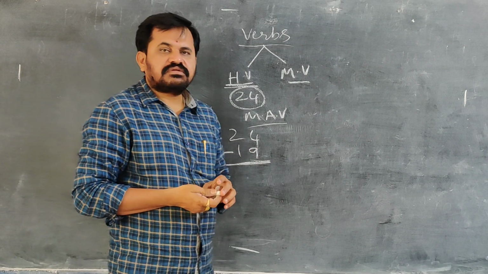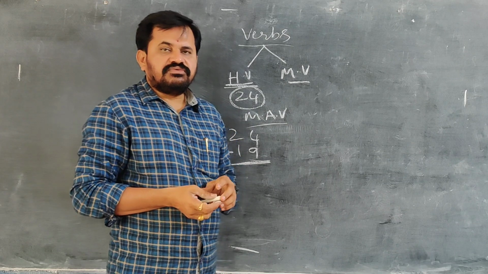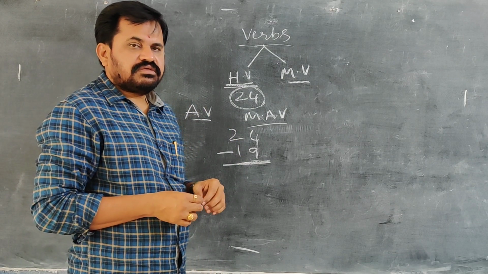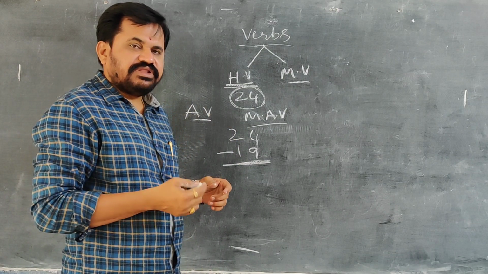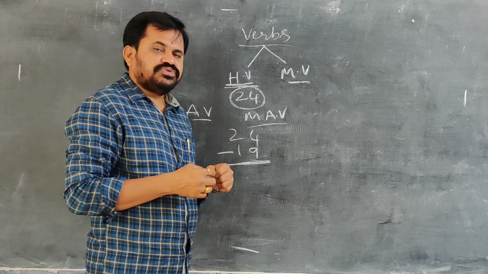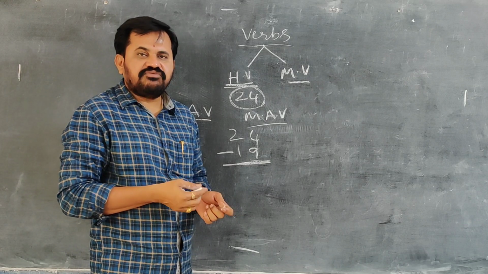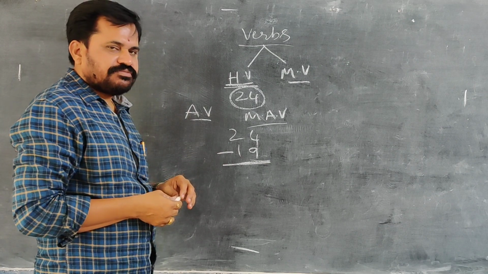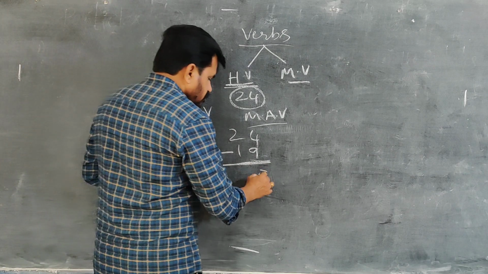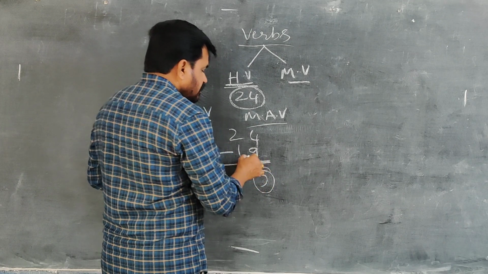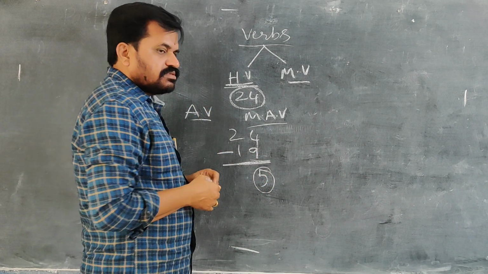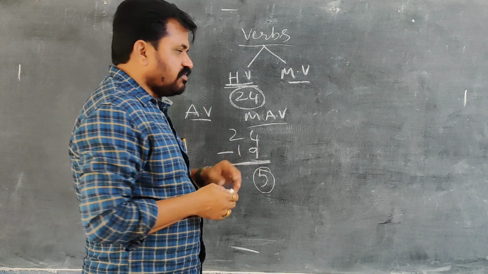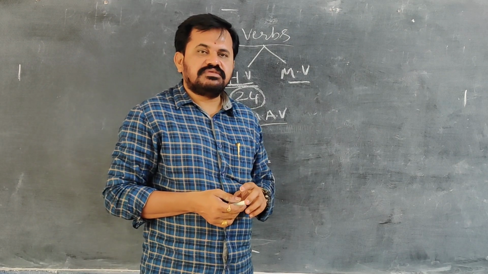Among these 24 verbs, 19 helping verbs are, I can say, very important, and we see these 19 verbs regularly. But the remaining 5 are also possible. Regarding these 19 verbs and these 5 verbs also, we should know the basics.